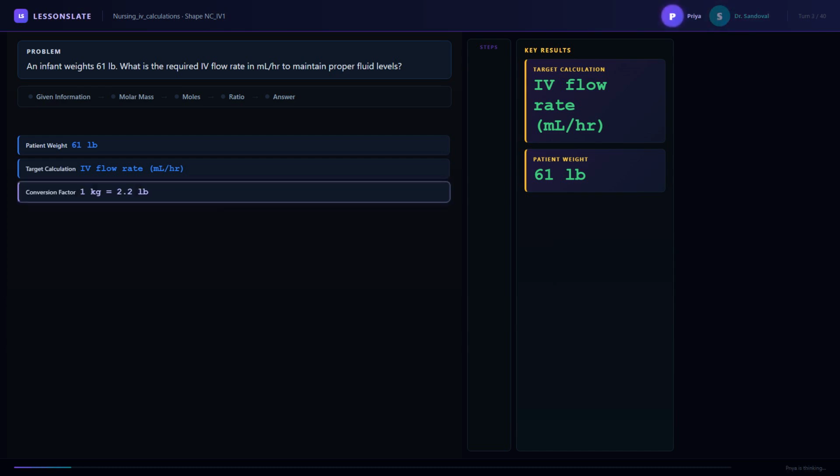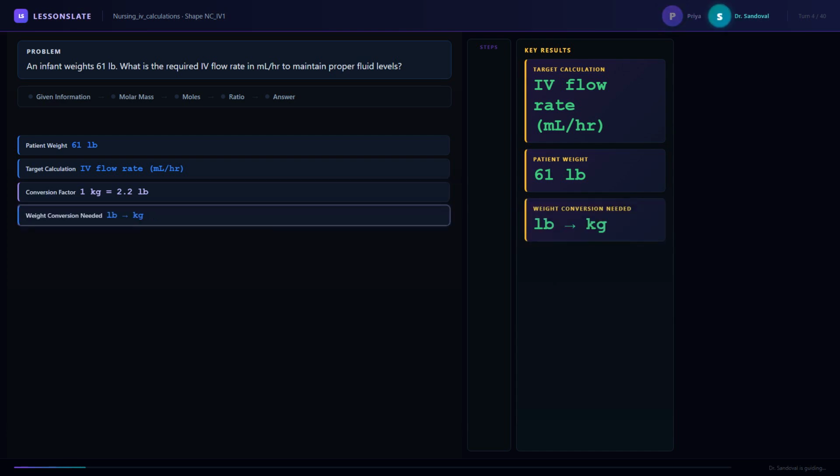Oh, right. We need to convert the infant's weight from pounds to kilograms, don't we? That's always the first step for weight-based calculations. I totally forgot that for a second. Exactly, Priya. That's a crucial first step for almost any weight-based calculation in nursing. We need to work in kilograms. How many kilograms is 61 pounds?